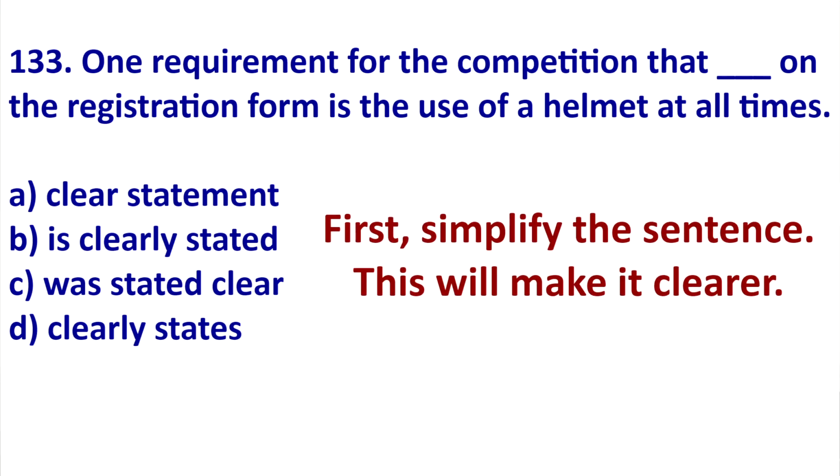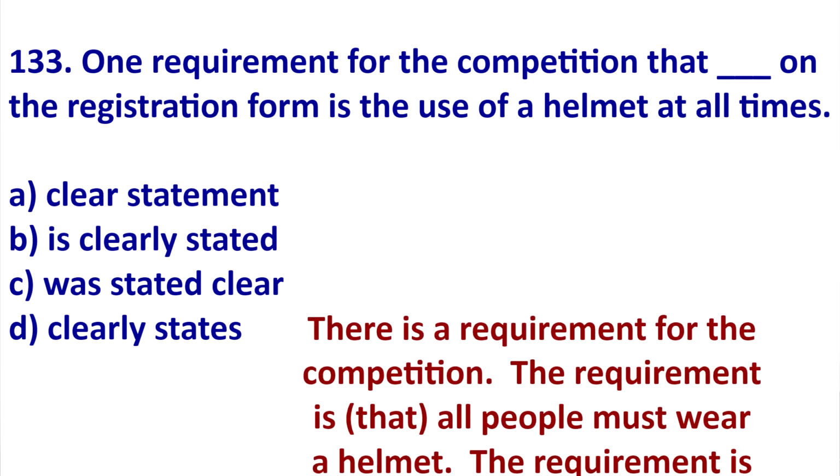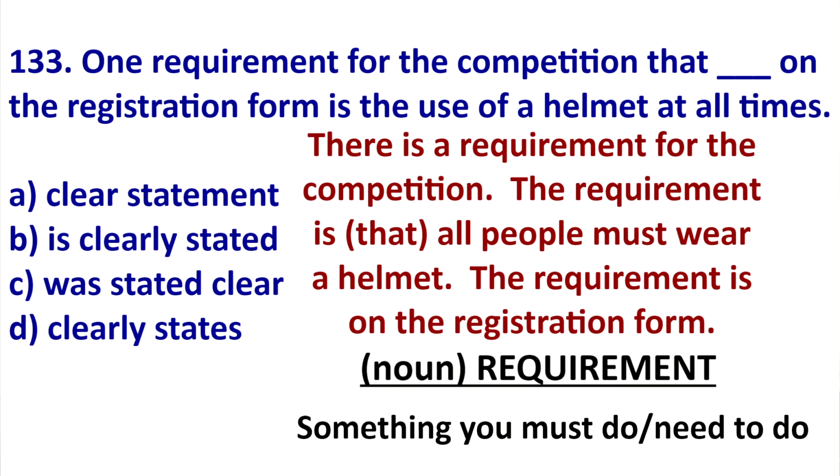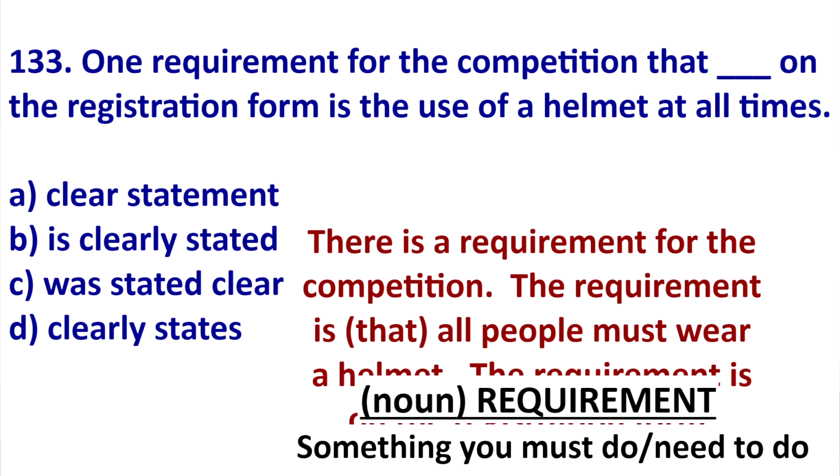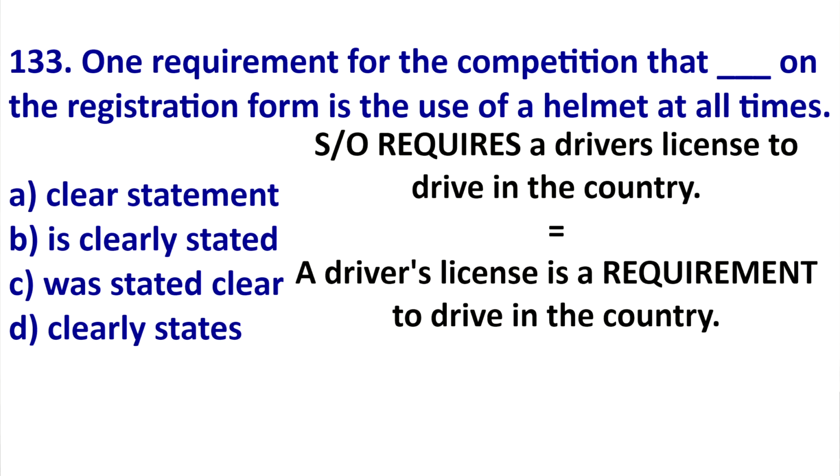First, we need to understand the statement clearly. So let's make it simple. There is a requirement for the competition. The requirement is that all people need to wear a helmet. It is on the registration form. A requirement is something you must do or something you need. For example, someone requires a driver's license to drive in the country. So, a driver's license is a requirement to drive.